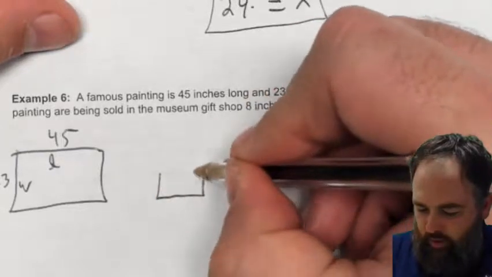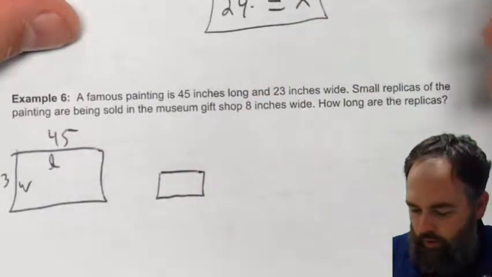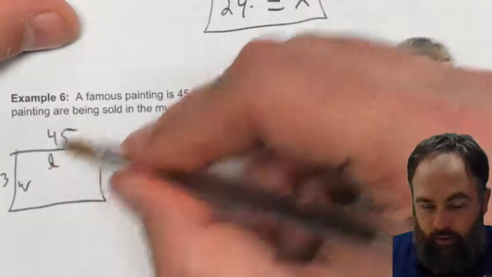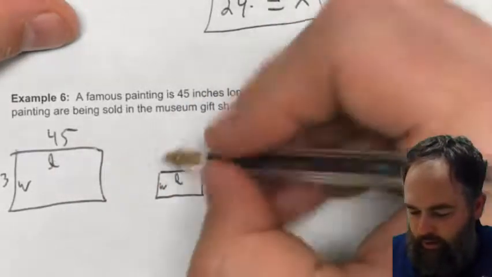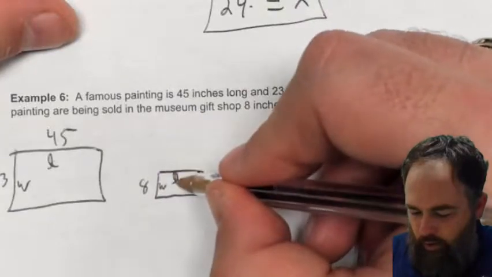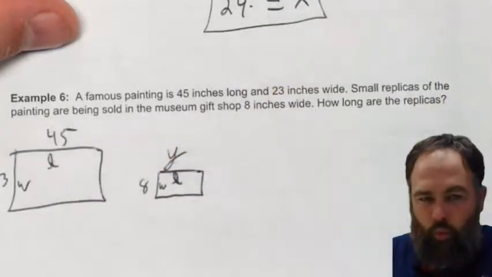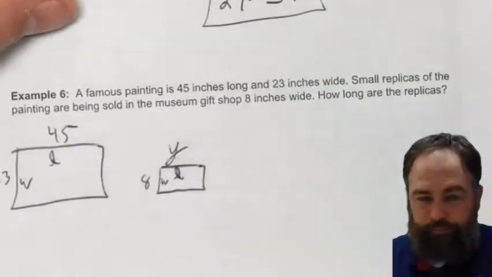And I've got my smaller versions in the gift shop, which are going to be, well, if I did length and width here, length is still got to be on the top and width is still got to be on the side. So it's 8 inches wide. I want to know my length, which I'm going to use y as my variable.